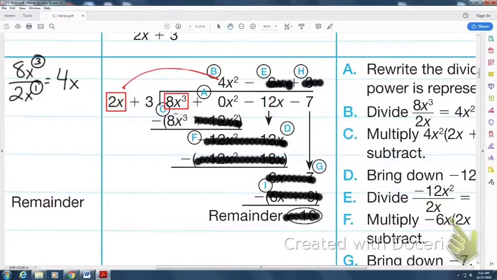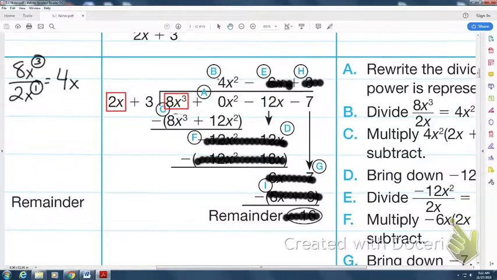After that, 4x squared times 3 is going to give me 12x squared. After that, I would subtract. So 0x squared, which I'll need to talk about here in just a minute. This next step on this subtraction, this is where most of the mistakes happen.